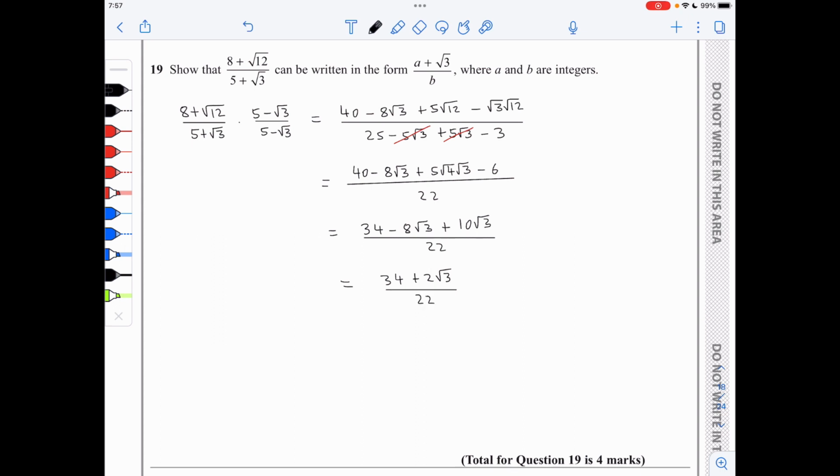I haven't finished. I will take a factor of 2 in the numerator. So it's 2 bracket 17 plus root 3 over 22, which means that the 2 with the 22 simplified to leave me with an 11 in the denominator. So the final answer is 17 plus root 3 over 11.